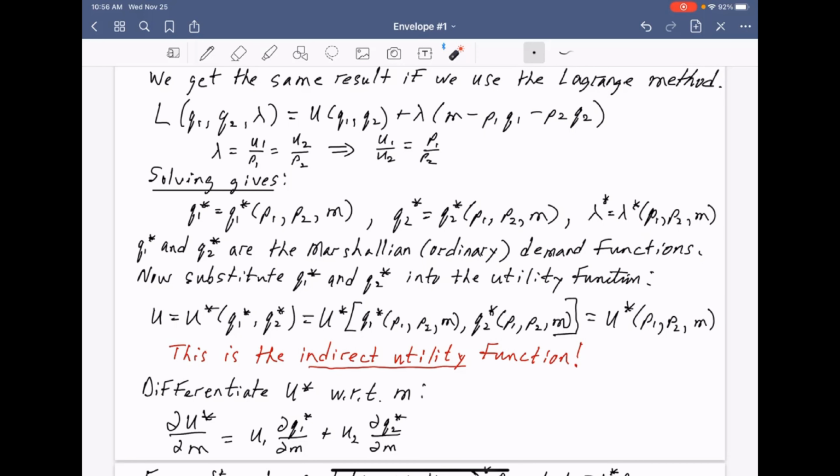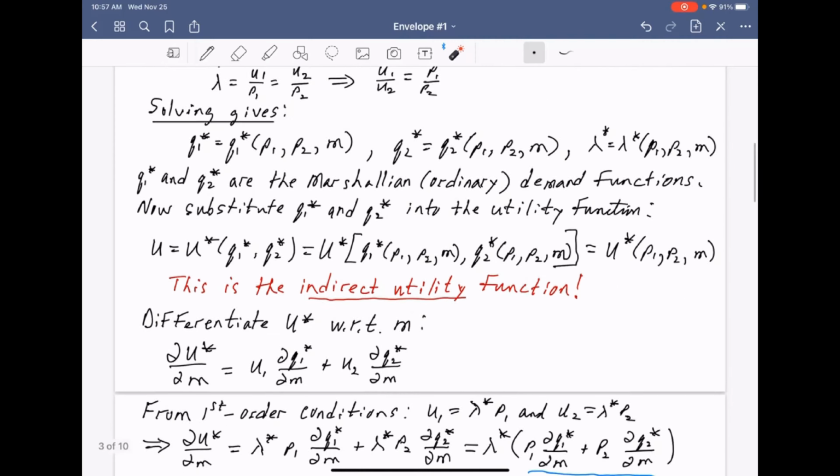So Q1 star and Q2 star are the Marshallian or ordinary demand functions. So we're going to substitute Q1 star and Q2 star into the utility function, and that gives us this expression here, that U star is a function of the two prices and of income. And we refer to this as the indirect utility function, because the function is no longer a function of the goods that we consume, but it's a function of the prices of those goods and the budget.